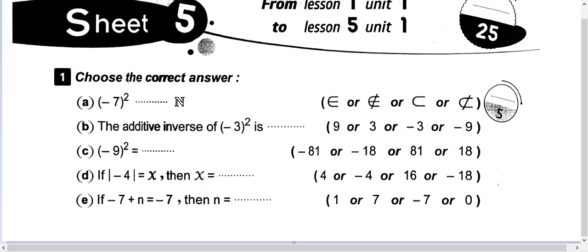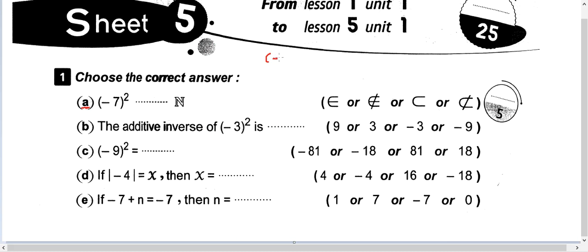Sheet number 5. He said choose the correct answer. Question A, he said negative 7 all to power 2, and here we have natural number. He said belongs, doesn't belong, subset, and not subset. What's the meaning of negative 7 all to power 2?